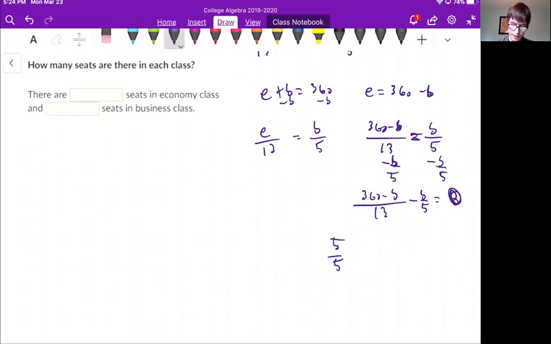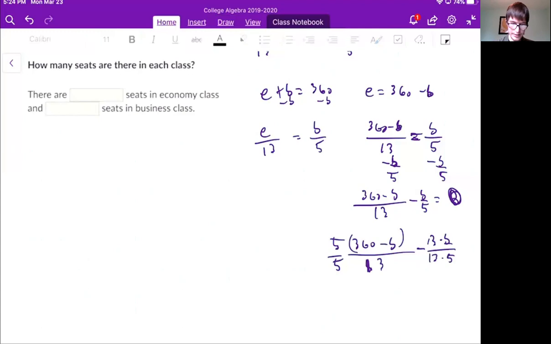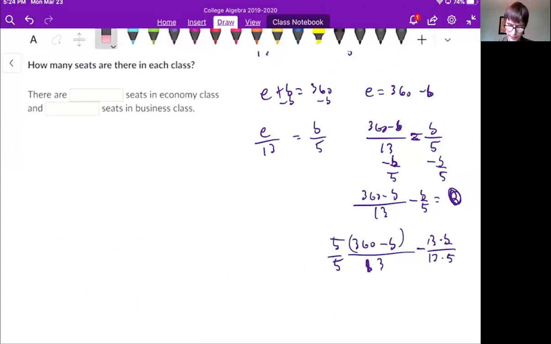Let's rewrite that as 360 minus b times 360 over b over 13. And then minus, the right side, let's do 13 over 13. Both sides are 13, so 13 times b over 13 times 5. Let's make it even clearer. Sorry, I don't want to confuse you too much here. Let's put it this way. Let's do minus b over 5 times 13 over 13 equals 0.